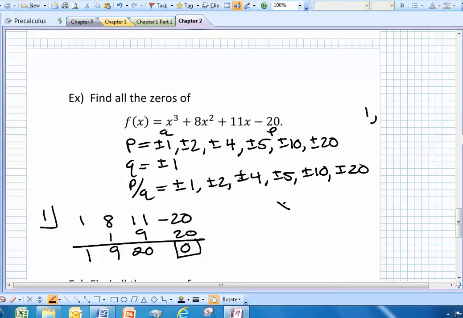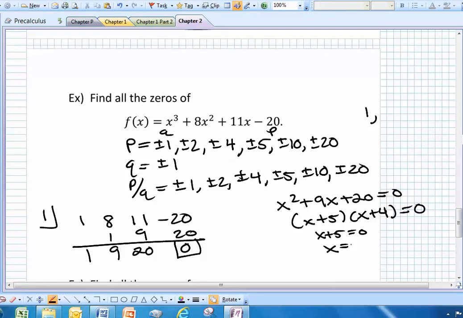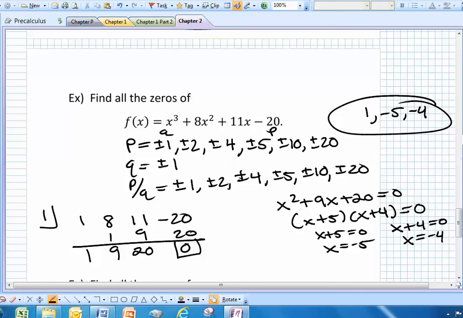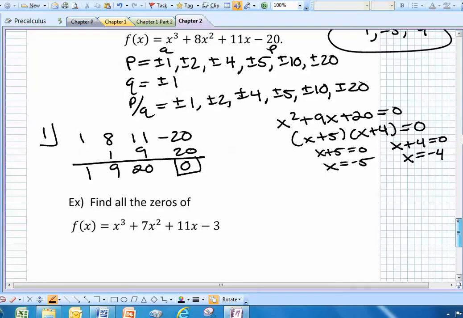The resulting polynomial is x squared plus 9x plus 20. So then I'm going to factor that. So I get x plus 5 and x plus 4. And that means when I solve these, I get x equals -5 and x equals -4. Those are the remaining two zeros of the function. So in all, I have 3.